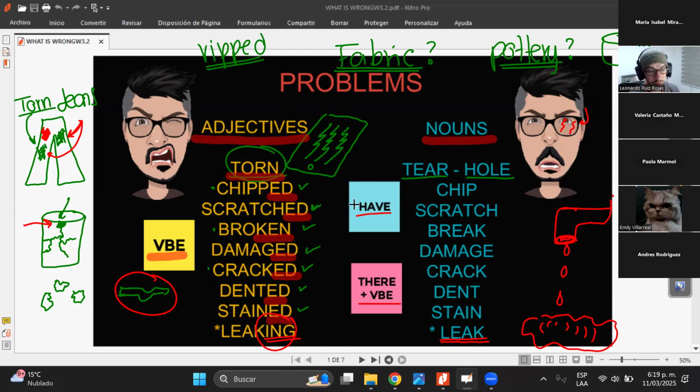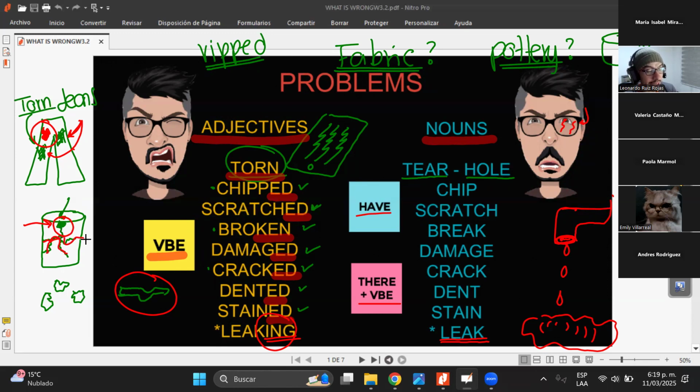Yeah. So I can use there is or I can use have. The cup has a crack. The pipe has a leak. The bicycle has a dent. The cell phone has a scratch. Yes, bueno, has many scratches. The jeans have a stain. The jeans have many tears, no? The glass has a chip. The glass has many cracks.